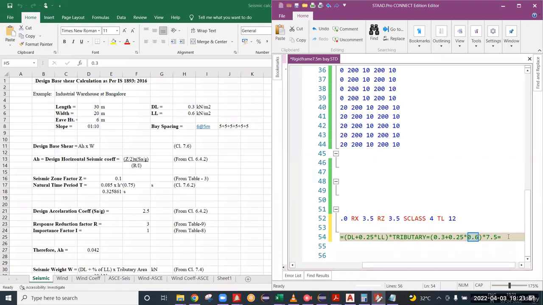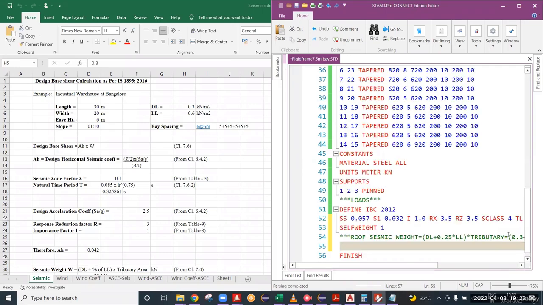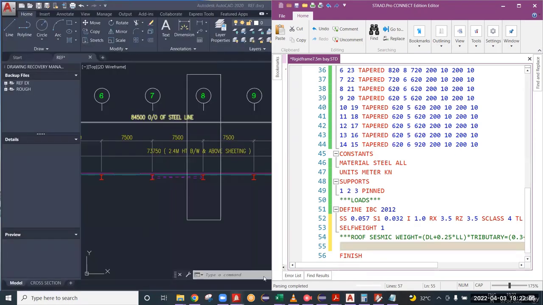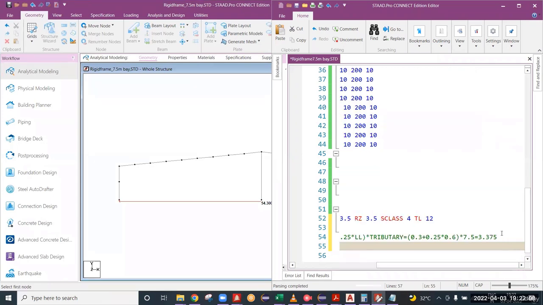So you guys calculated anything? 3.375. I got it. Right? So the value I got here is 3.375. If you observe, this will be in kilonewton per meter. Kilonewton per meter.